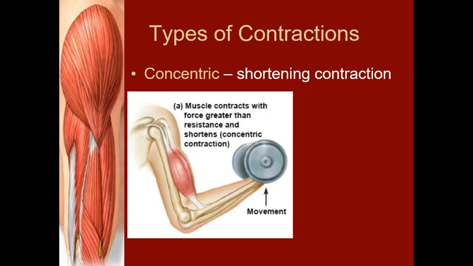So concentric then is that shortening contraction. When that moves up, this muscle gets shorter from here to here. That's a shortening contraction. When you move this back down, that was lengthening. That was eccentric.